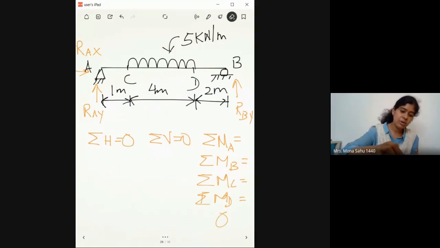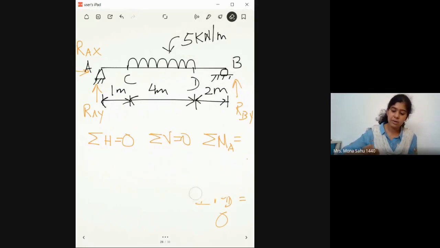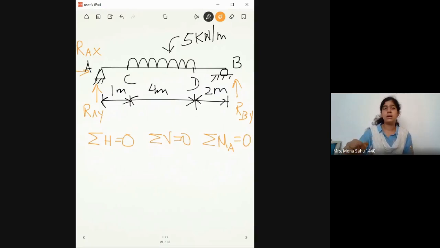So we can use any of these equations and find the reactions. I am going to use only one. You can take any point. I am taking moment with respect to A. You can take with respect to this point also. So I'm going to take moment with respect to A. How many unknowns do we have here? RAY, RAX, and RBY. Is that clear?